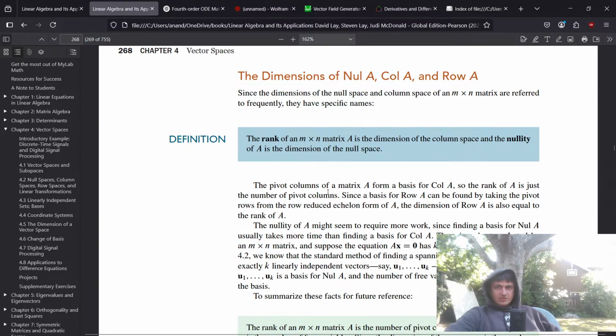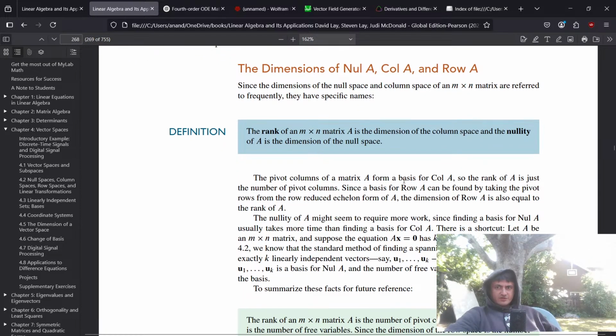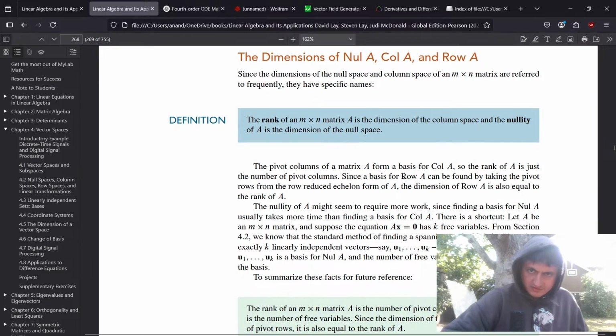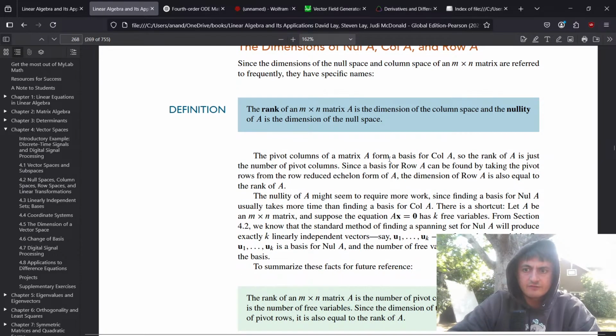The pivot columns of a matrix A form a basis for col A. So the rank of A is just the number of pivot columns. Since a basis for row A can be found by taking the pivot rows. Wait, the pivot columns of matrix A form a basis for col A. Yeah, that's right. So the rank is just the number of pivot columns.